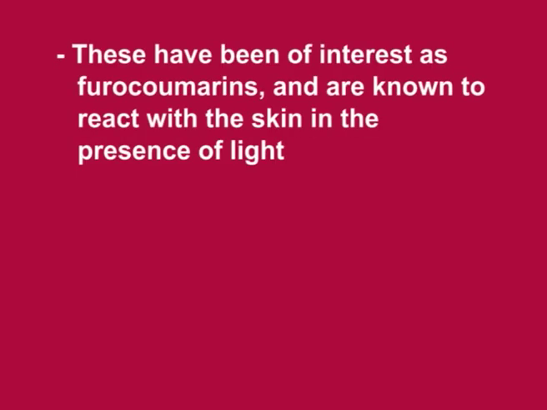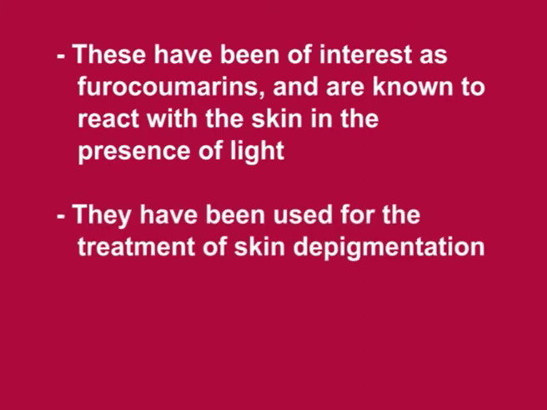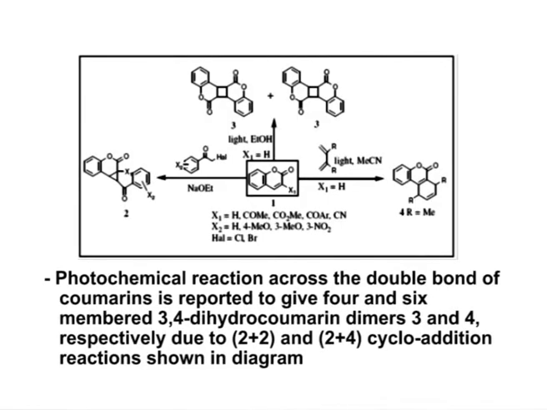The photodimers of coumarin have been known for the last 60 years. These have been of interest as furocoumarins and are known to react with the skin in the presence of light. They have been used for the treatment of skin depigmentation. Photochemical reaction across the double bond of coumarin is reported to give 4 and 6 membered 3,4-dihydrocoumarin dimers, 3 and 4 respectively, due to 2+2 and 2+4 cycloaddition. The reactions are also shown in the diagram.